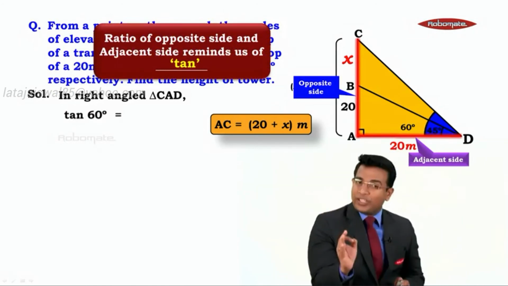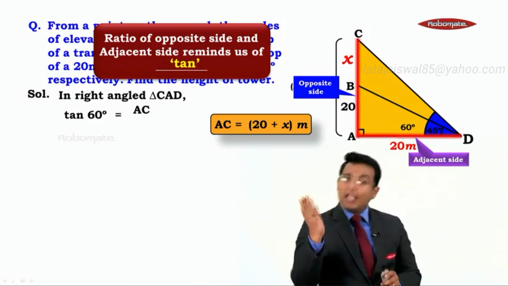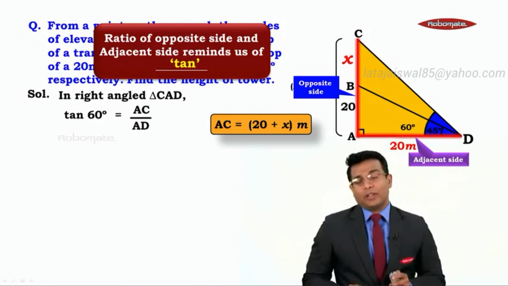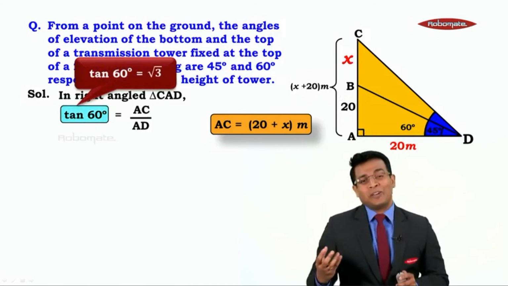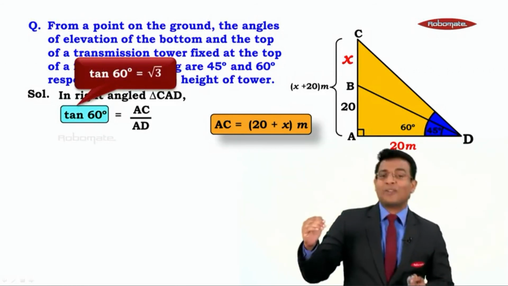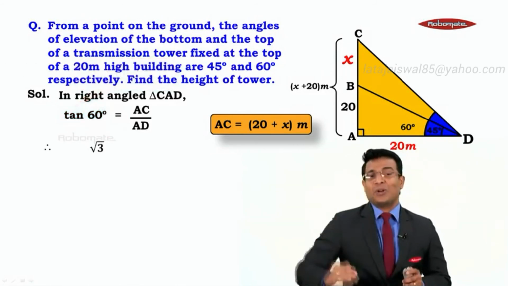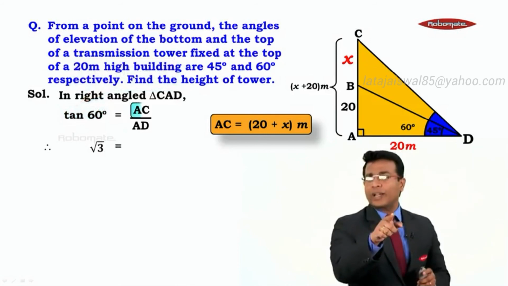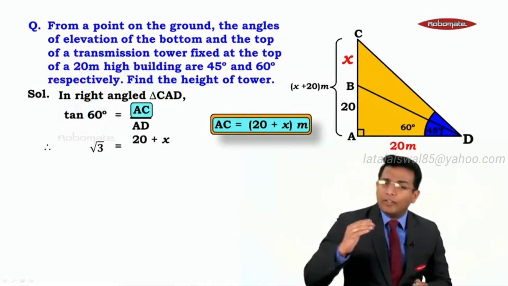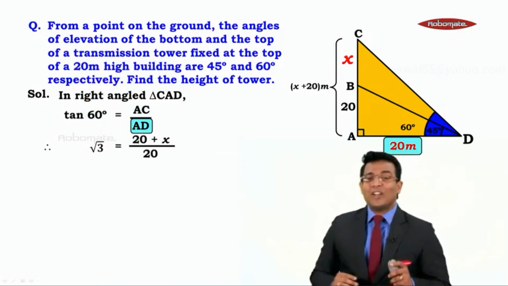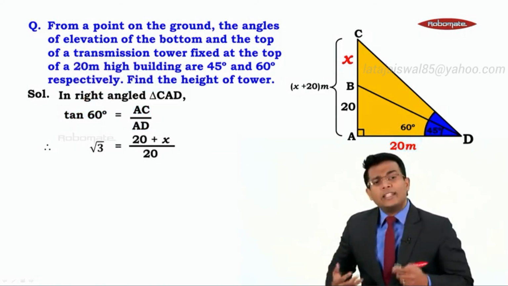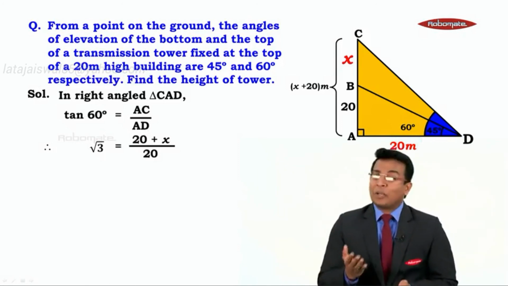So we write tan of 60 is equal to AC upon AD. Now the value of tan 60, you know from the table. Yes, the value of tan 60 is root 3. Substitute that value there. So we get root 3 is equal to the value of AC, which we just got as 20 plus X, and the value of AD, that is 20, right? We substituted that. Wasn't that easy? Solve this equation, we'll get the value of X, and the sum is over.